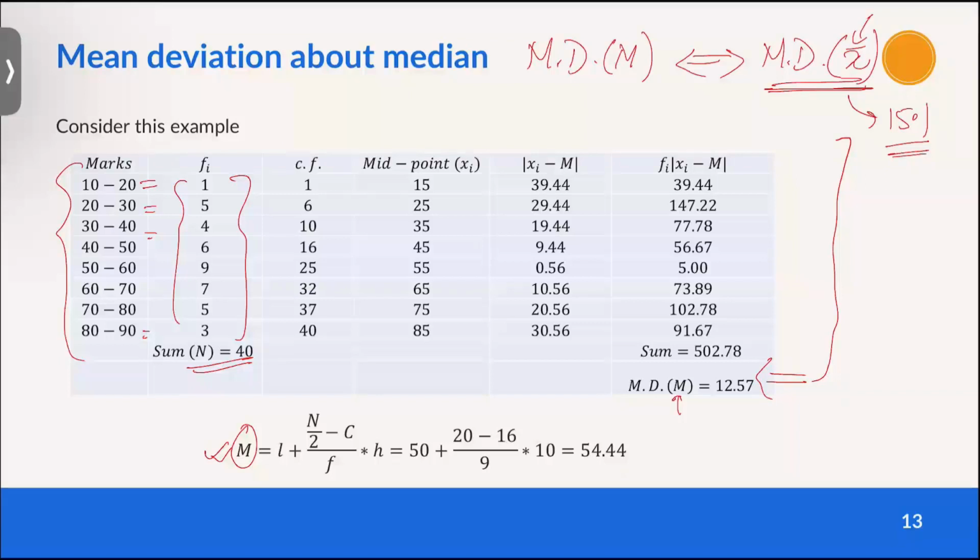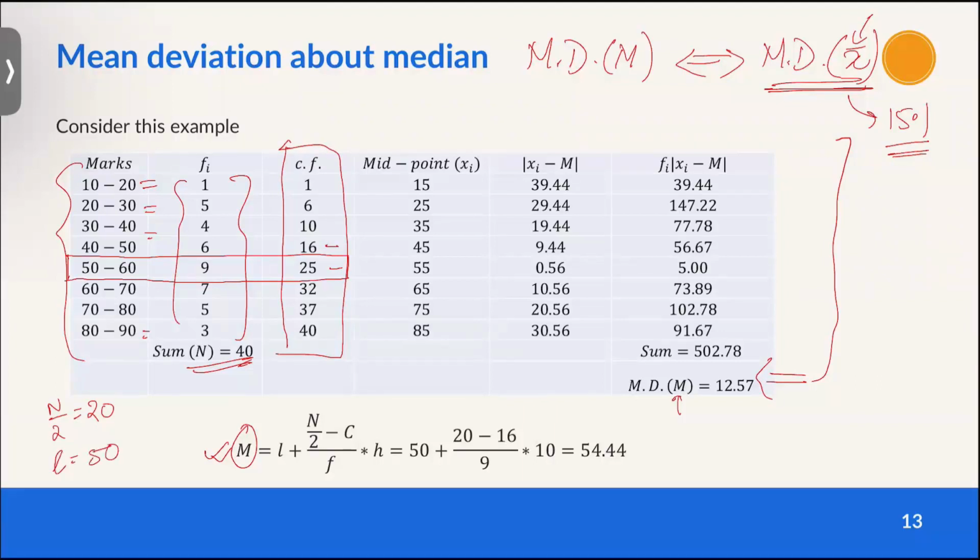First we calculate the median of the class. N is 40, so N by 2 will be 20. Where will 20 lie? For that we have to see the cumulative frequency distribution. It will be above 16 and below 25. So this is the median class. What is the lower limit of this median class? It is 50. N by 2 we already know is 20. What is C, the cumulative frequency of the class just above the median class? C will be 16.